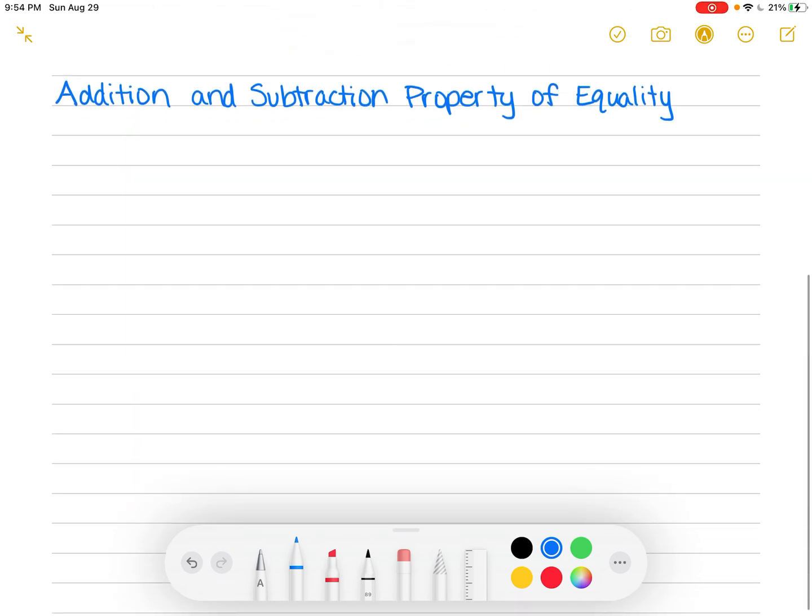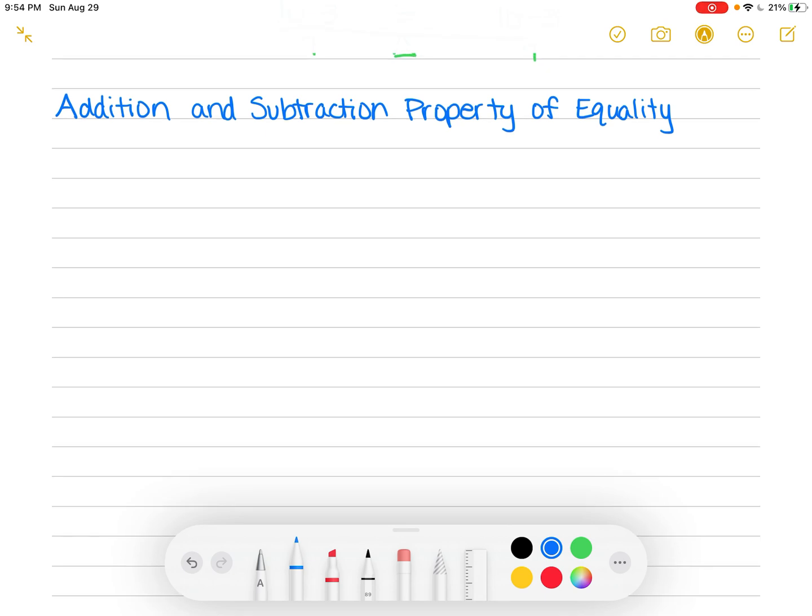So in the addition and subtraction property of equality, it's saying if A equals B. Okay, so think about this as a balance, right? A is the same as B. We're going to have like the balance beam, right? And they're equal to each other. So it says if those are equal, then A plus C is the same as B plus C.